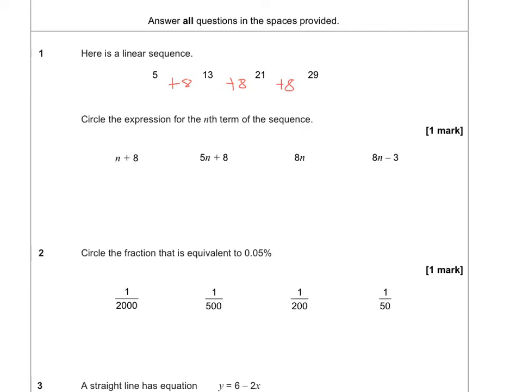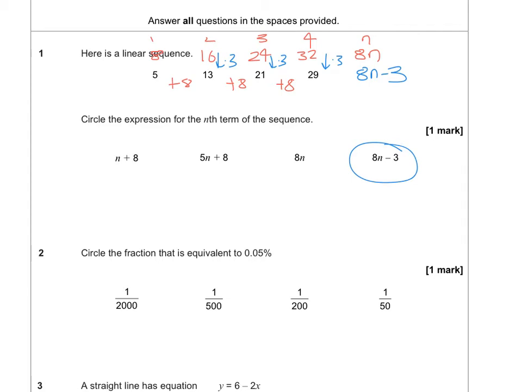So this is the first term, this is the second term, the third term and the fourth term. If we write out the 8 times table, 8, 16, 24 and 32, if we were looking at the nth term, the formula for the 8 times table would be 8n, but we're not quite there. As you can see, these terms are 3 less than the corresponding terms in the 8 times table, so the expression that we want is 8n minus 3.